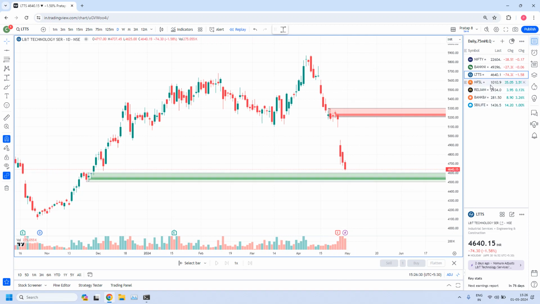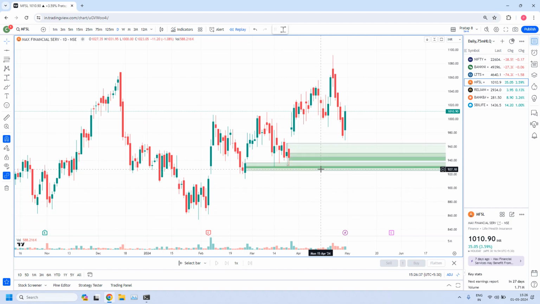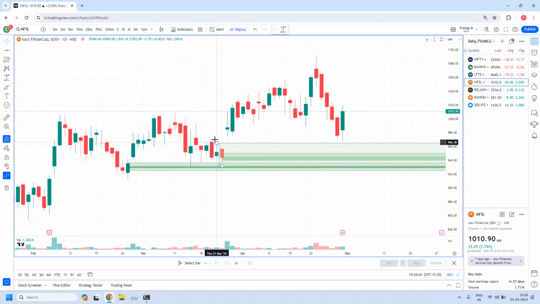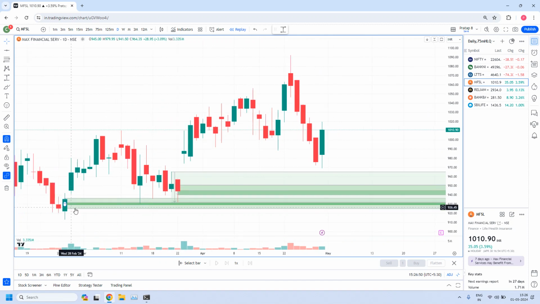Next one is MFSL, Max Financial Services. This is also a daily zone. We have a drop, 2 base candles and a rally candle. This is the way we have drawn this, but below there is a 75-minute zone. Previously we discussed, this is the 75 we drew previously. And this entire daily zone is created from the 75 minutes.